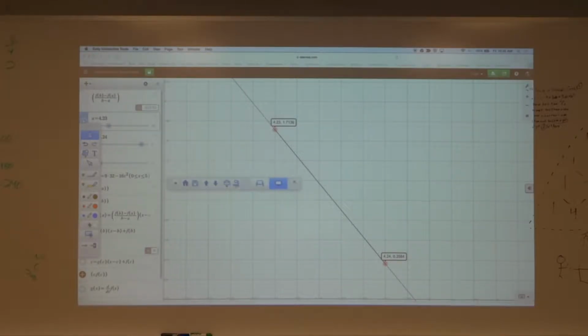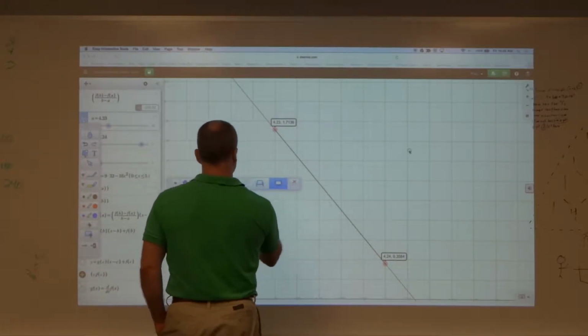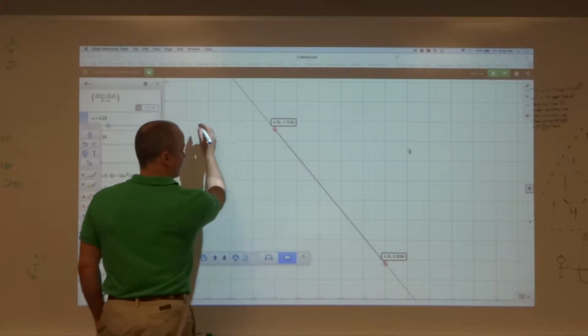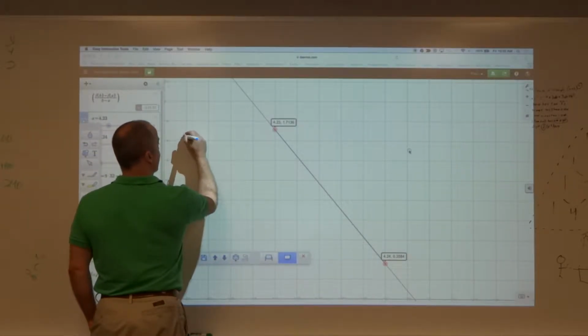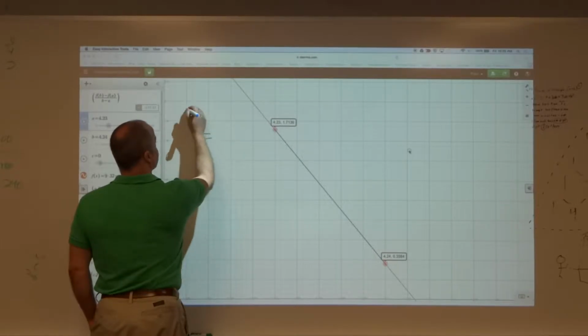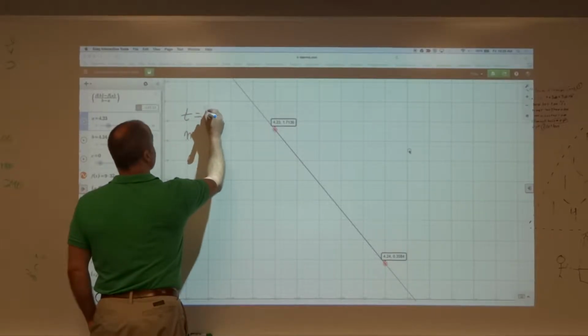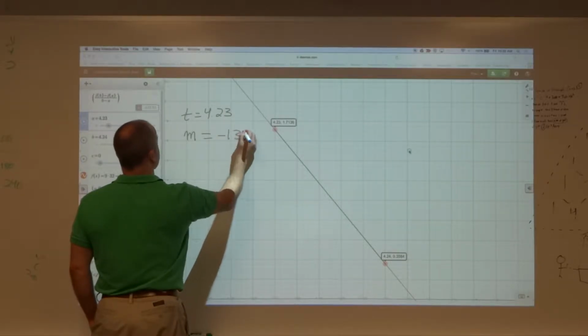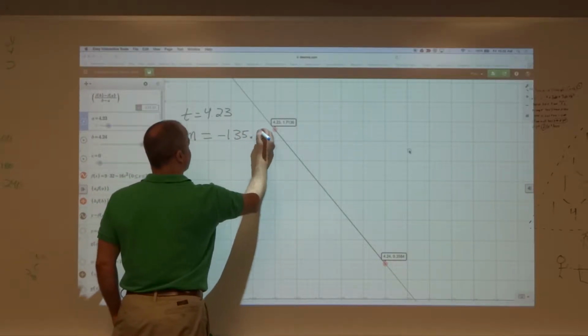All right, so what does my slope generator say? Negative 135.52. That's at 4.23. Okay, so we found out more or less where it hits the ground now. So at t equals 4.23, your slope is negative 135.52. What was it a minute ago?